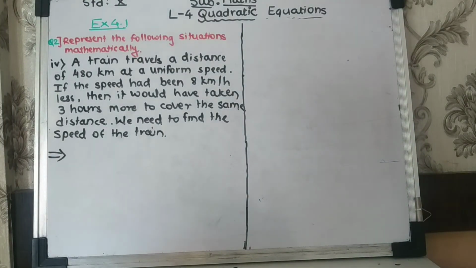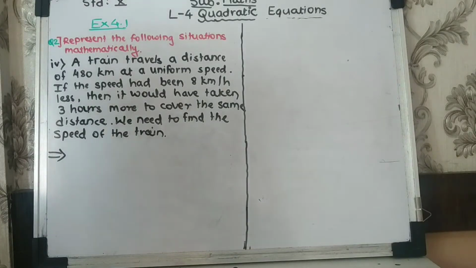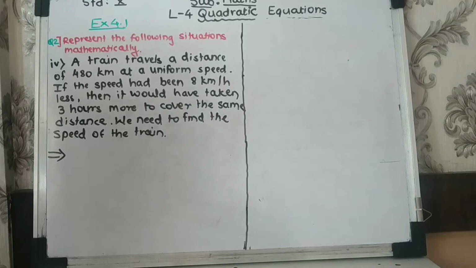So what is the fourth sum? A train travels a distance of 480 km at a uniform speed. Uniform means what? Throughout, the speed is the same, right? If the speed had been 8 km per hour less, then to cover the same distance it will take 3 hours more, right? So we need to find the speed of the train.